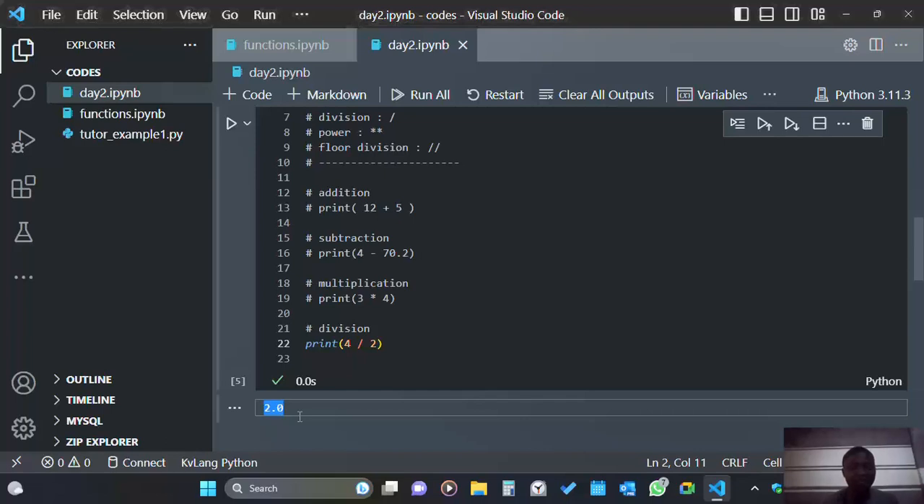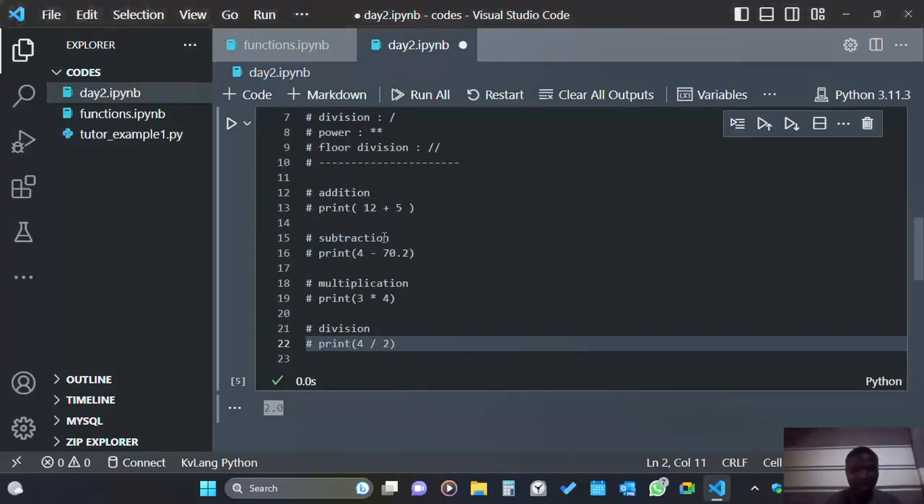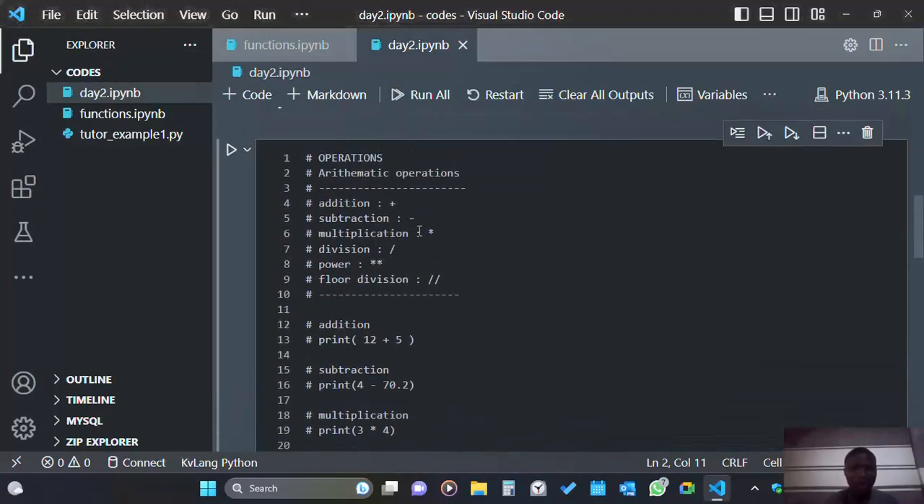So anytime you make division, the result you get out is a float, and you should be able to know that you are working with a float so that you understand some of the do's and don'ts of floats. If you are working with integers, you can do that. So later on I'll show you the typecasting. Okay, so we are done with the first four operations.